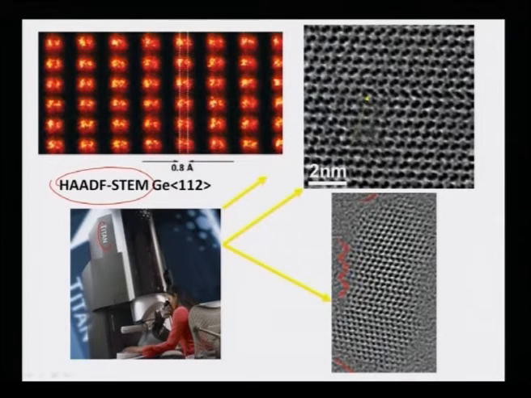This image is taken from a germanium crystal, which is oriented along the 1, 1, 2 direction. You can even see clearly germanium dumbbell structures on the surface, taken from this Titan microscope. This is again taken from cadmium sulfide crystals, where you can see the twin structure.